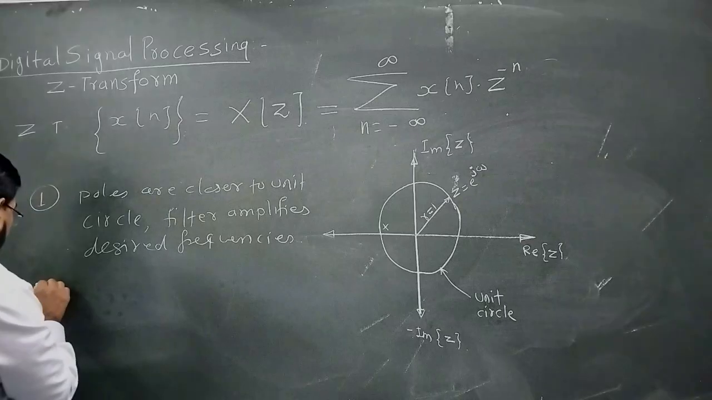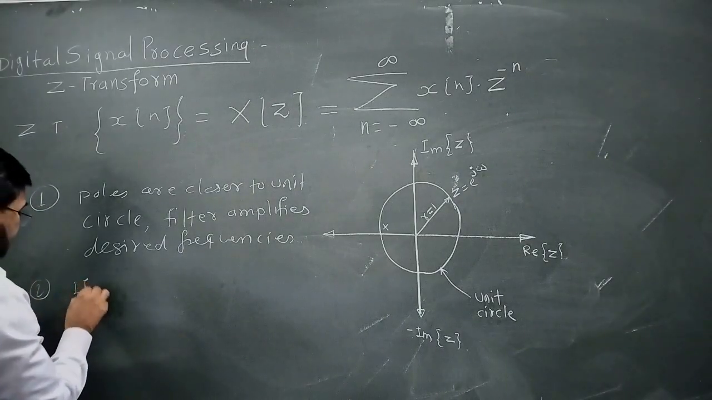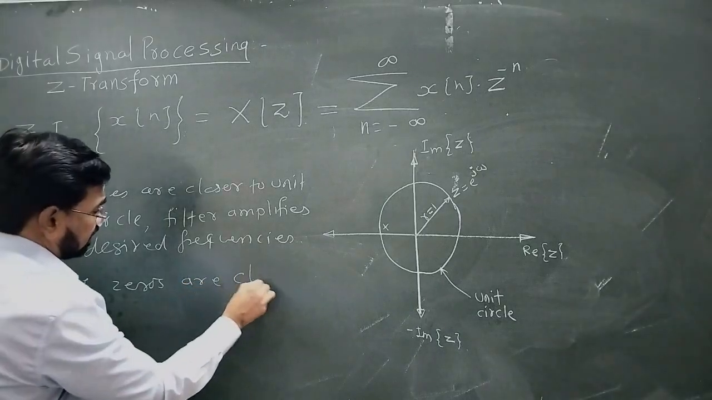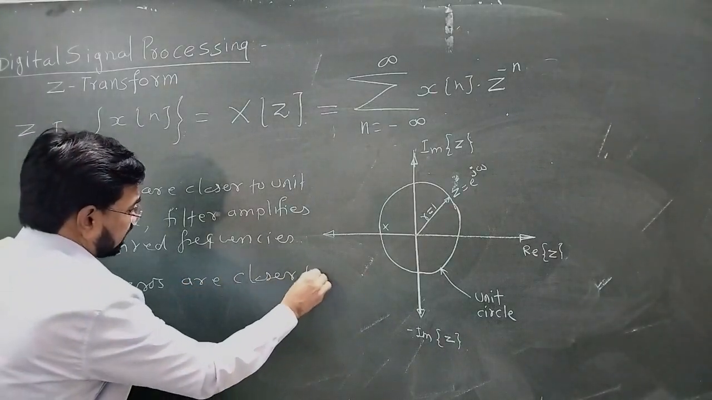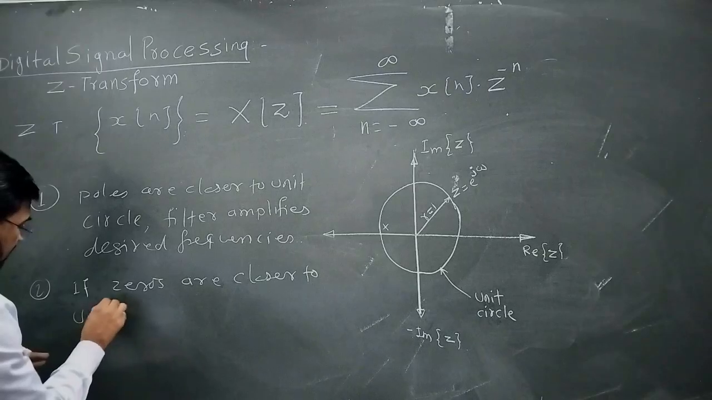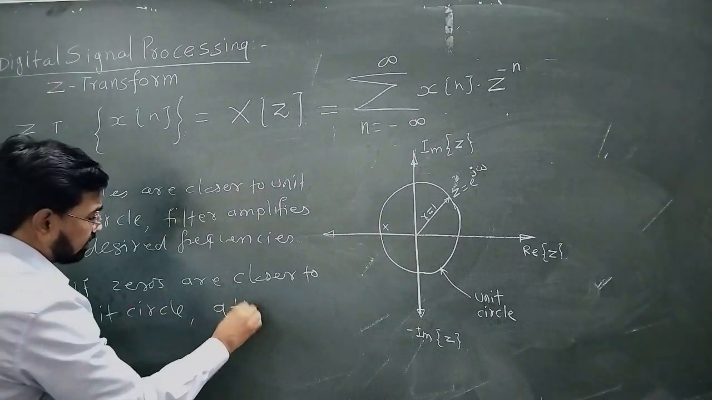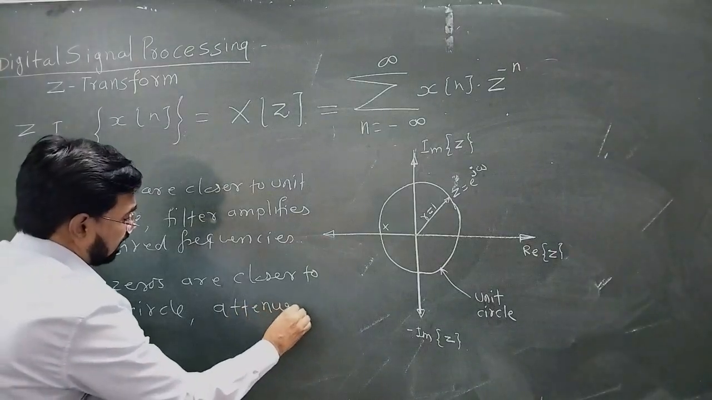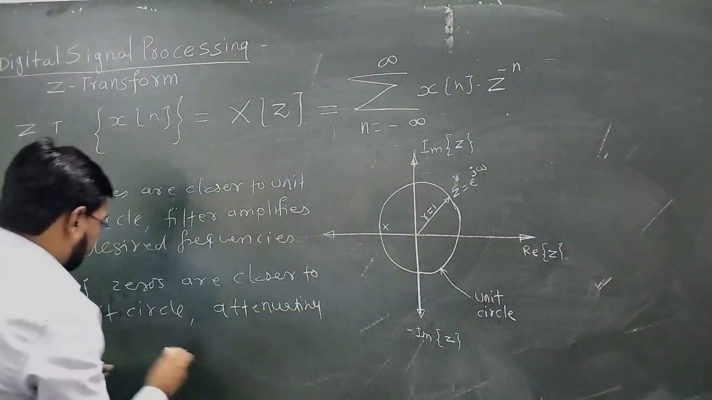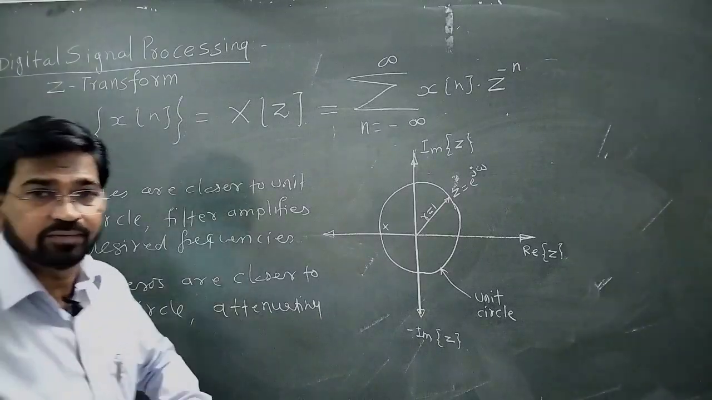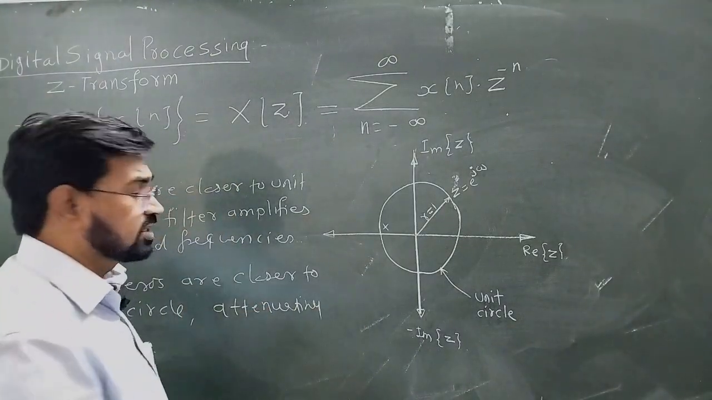Second case, if zeros are closer to the unit circle, it means it is attenuating frequencies. You can use this as a tool.